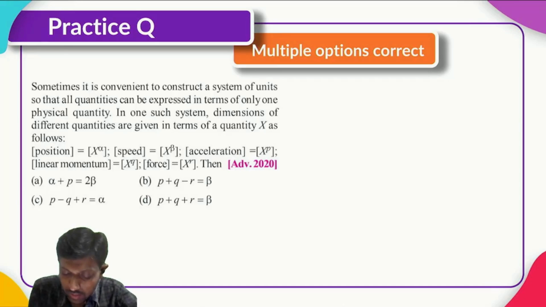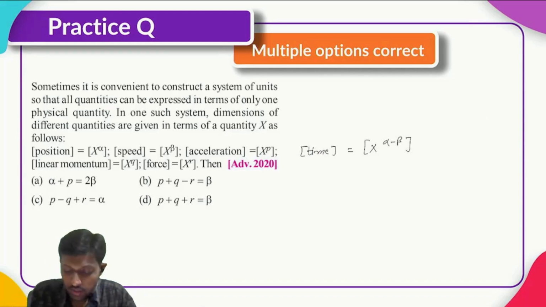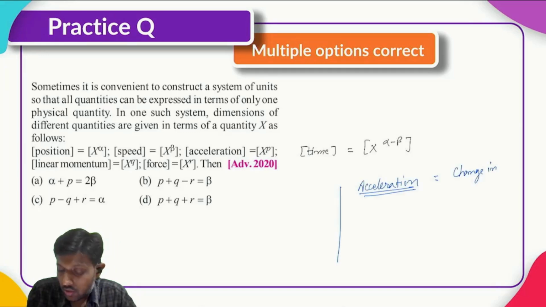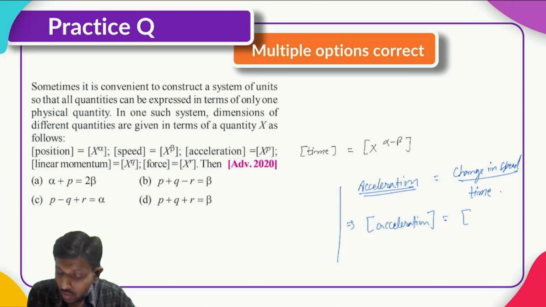So we just found out that the dimension of time in terms of these quantities is equal to x to the power alpha minus beta. I'm going to just write it as additional information. Okay, let's try to relate acceleration and speed. Acceleration is defined as the rate of change of speed, isn't it? Change in speed upon time. In other words, if I just talk in terms of dimensions, I would say the dimension of acceleration is equal to dimension of speed upon the dimension of time.